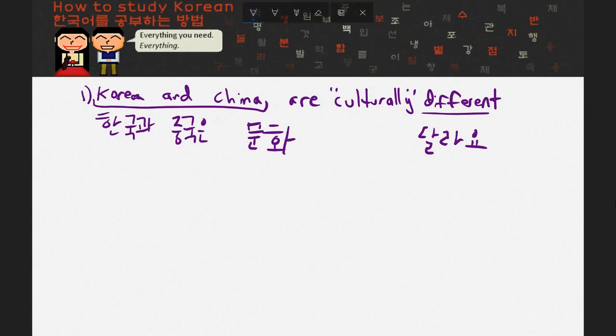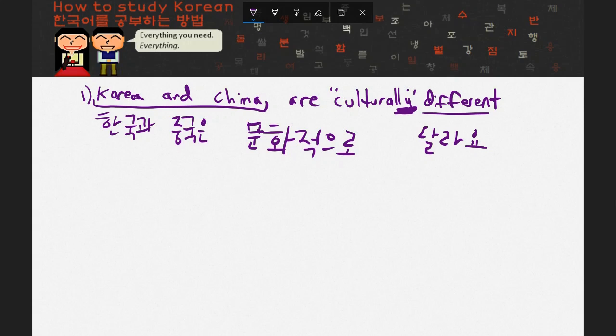문화. Now, if I put 적 after that, that says cultural. Okay, that's not what I want to say. I want to say culturally. Now, if you ever have any of these nouns that say 문화적, if you put 으로 at the end of it, that adds the -ly at the end of the English translation. There's a lot of space here, but this whole sentence would read, 한국과 중국은 문화적으로 달라요.